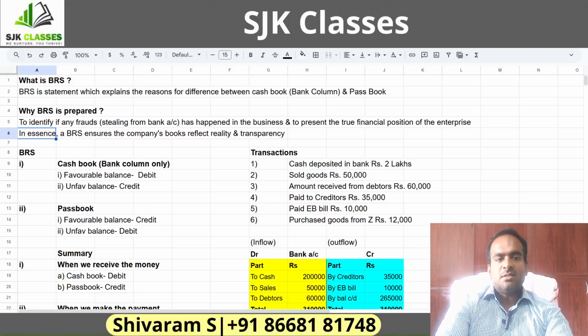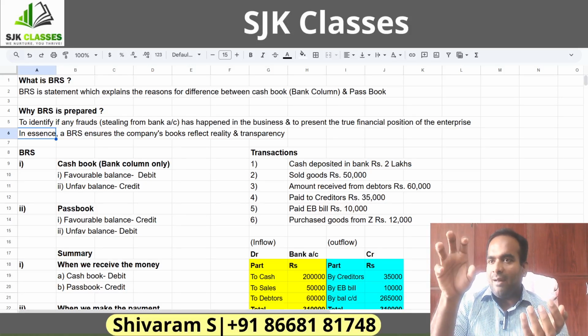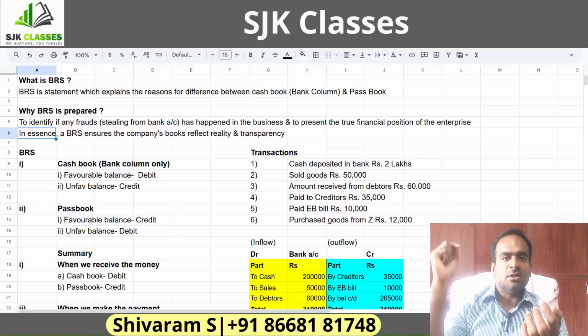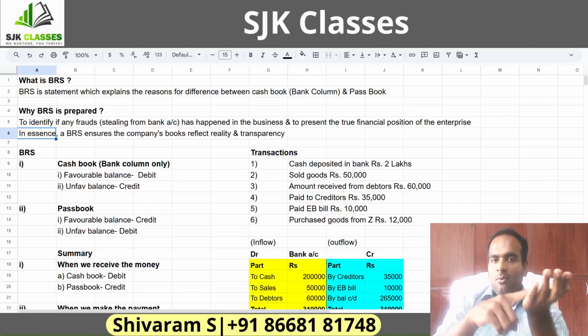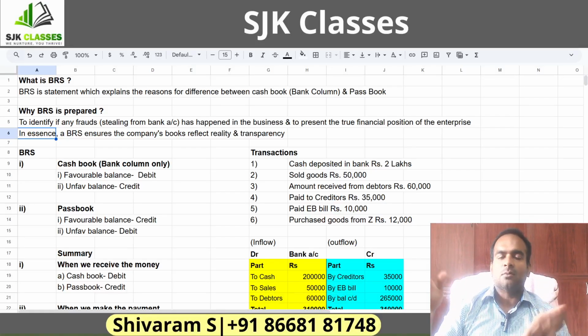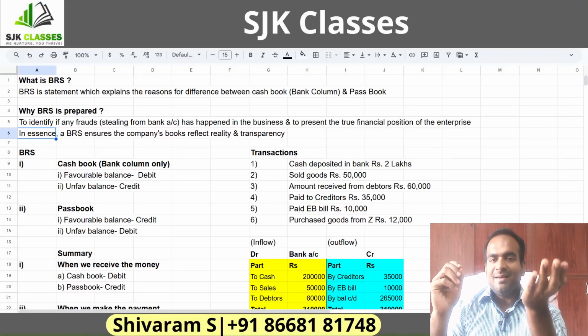In essence, BRS ensures a company's books reflect reality and transparency. Which book? The cash book we're talking about. The cash book should show a true position because through the cash book only, I'll be preparing the balance sheet. From the cash book, I'll get the closing balances of cash and bank. I'll pick those balances and take them to the balance sheet. So for preparation of the balance sheet, the cash book will be vital, the base. If the cash book is wrong, the amount we show in the balance sheet will also be wrong. So to show the true position, the cash book should reflect the reality.